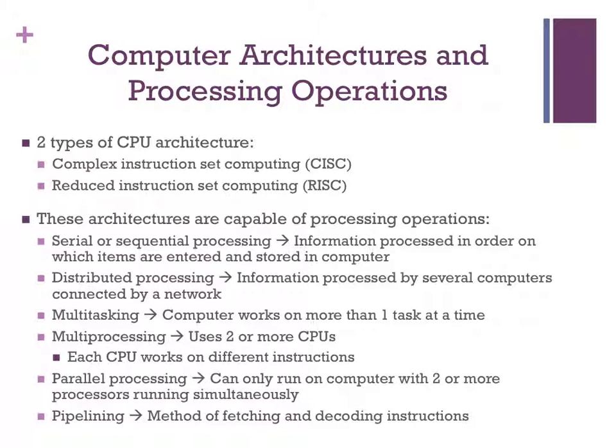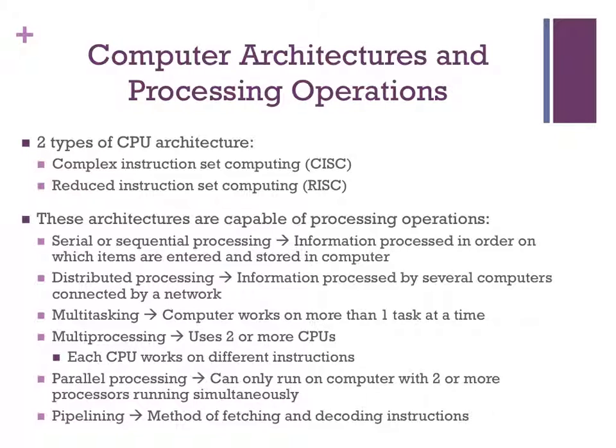Computer architecture refers to the general structure of a computer and includes both the elements of hardware and software. Specifically, it refers to computer systems, computer chips, circuitry, and systems software. There are 2 types of CPU architectures: complex instruction set computing, CISC, and reduced instruction set computer architecture, RISC. CISC has a microprocessor design and has more built-in operations than the RISC microprocessor design.